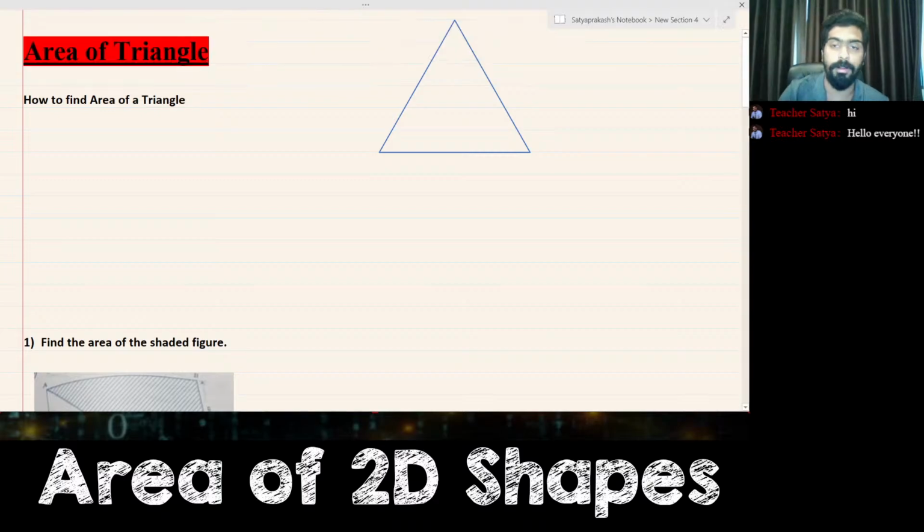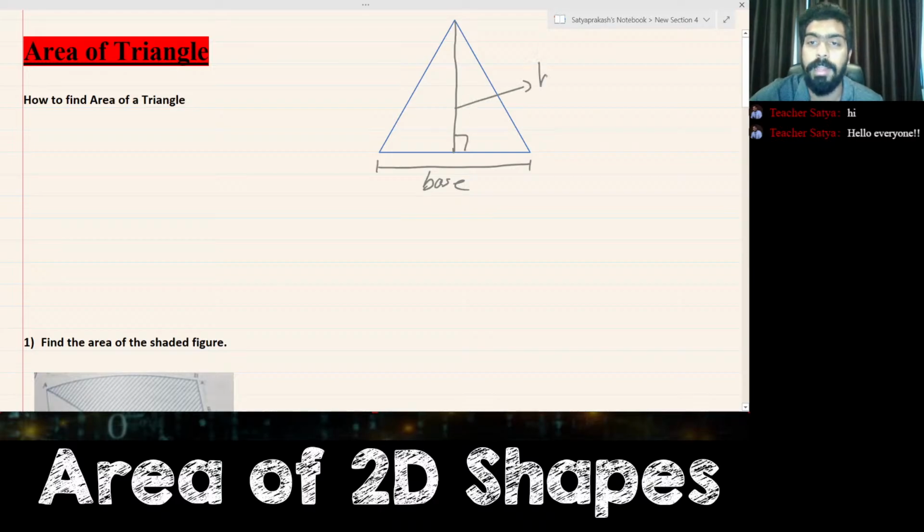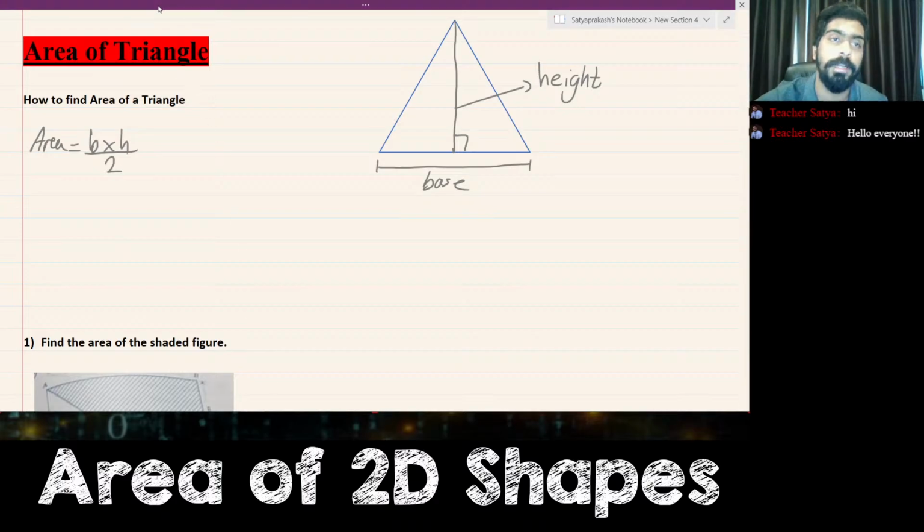Now, first of all, in order to find the area of a triangle, let's figure out what we need. So in order to find the area of a triangle, we need its base. So this is the base, and we need to know its height. This is the height, right? The area of a triangle is equal to the base multiplied by height divided by 2. As simple as that, guys. It's very similar to a parallelogram, right? So what we do is we take the base, multiply it by the height, and divide it by 2. Right, guys?